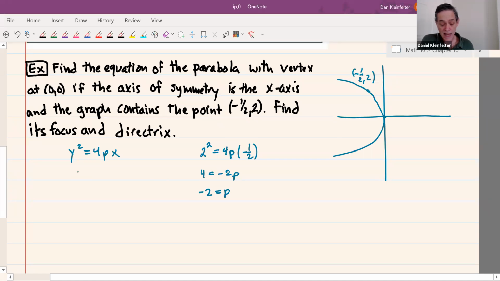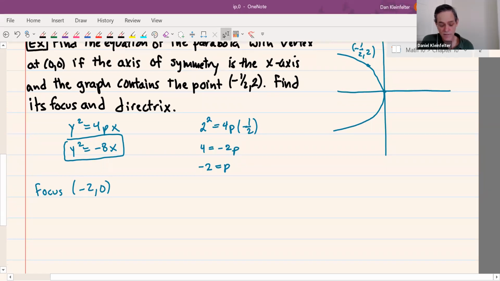So replacing that into the equation, y squared equals -8x if p is -2. We found the equation of the parabola, so that part's done. And we also wanted to find the focus and directrix, so let's do that. The focus is on the x-axis, so it will be -2, 0. Notice that that's a point, so I'm putting -2, 0 in parentheses, not just -2.